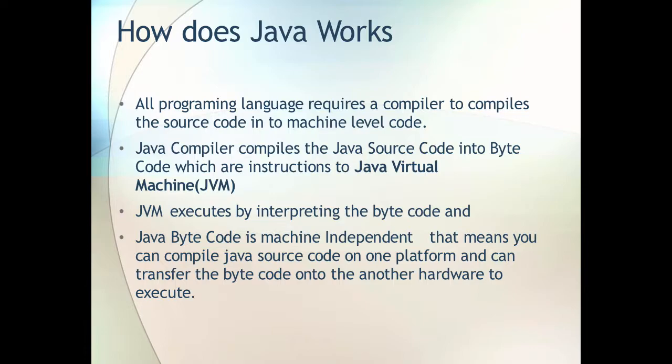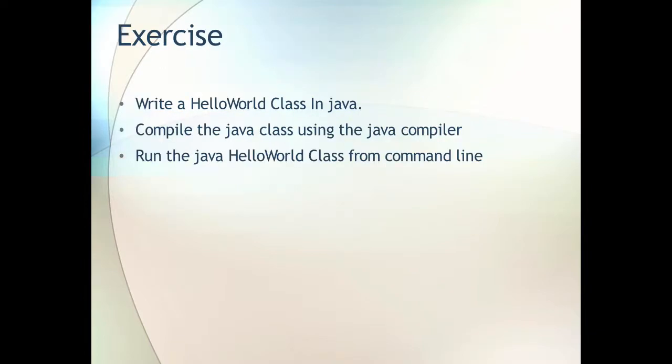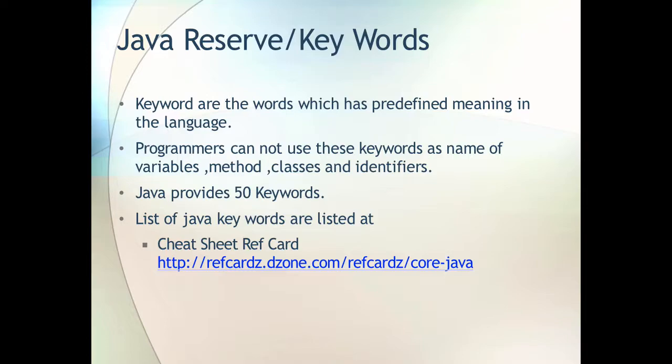That means you can compile Java source code on one platform and can transfer the bytecode onto another hardware to execute. So like we did, we used javac to create the class file, then we ran the class file. For this exercise, we already did it, so we can move on.